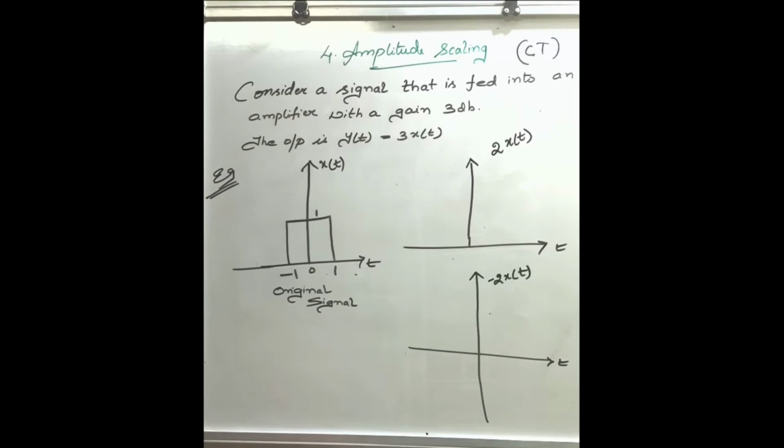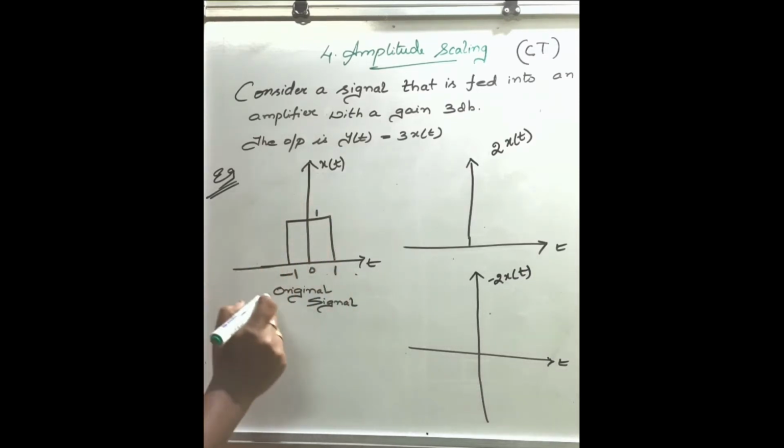Next, we are going to see the amplitude scaling. Consider a signal that is fed into an amplifier with a gain of 3 dB. Then the output y of t is said to be 3 times the original signal, that is, x of t.